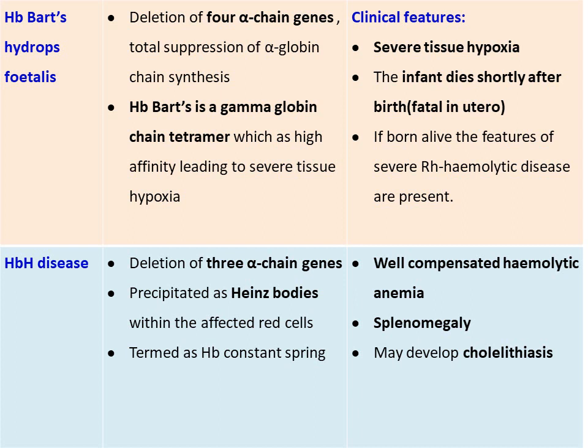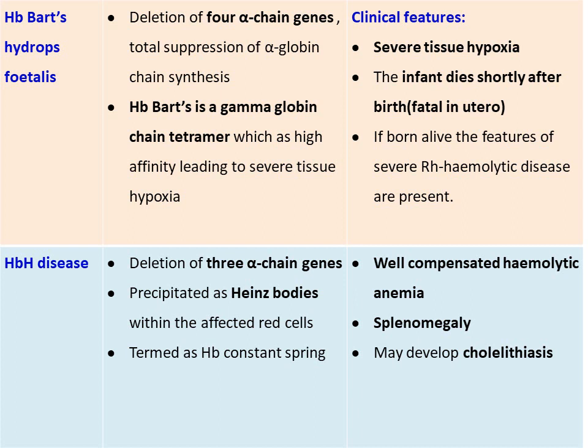Hb Barts is a gamma globin chain tetramer which has high oxygen affinity and leads to severe tissue hypoxia. Clinical features of this hydrops fetalis: severe tissue hypoxia, the infant dies shortly after birth, and it is fatal in utero. If born alive, the features of severe Rh hemolytic disease are present. So even if the baby is born, it should die. If it has not died, it will suffer from the hemolytic disease.